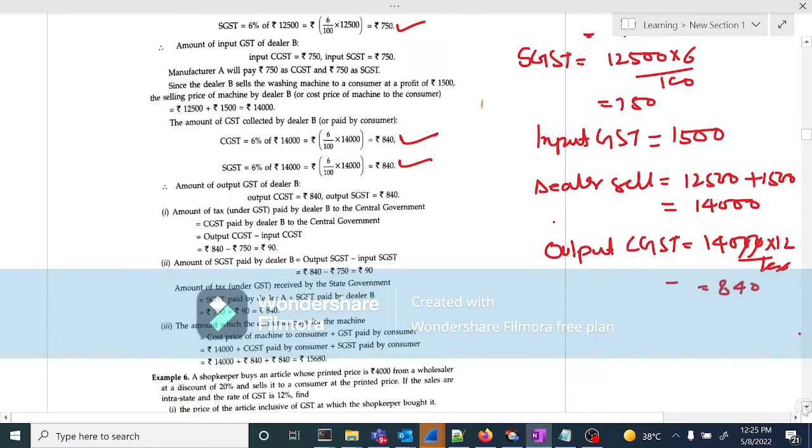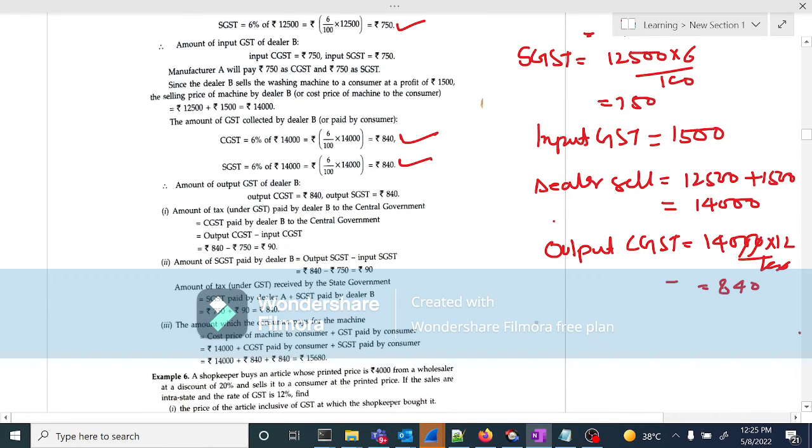So now if you see, there is a tax liability which the dealer has to pay to the government. He paid 750 to the manufacturer, he didn't pay the government directly. As part of his refrigerator cost, he paid the manufacturer, right? But now, since there is a difference, he has to pay the government. How much? 840 minus 750, because he collected 90 rupees more tax, so he has to pay the government 90 rupees of central.